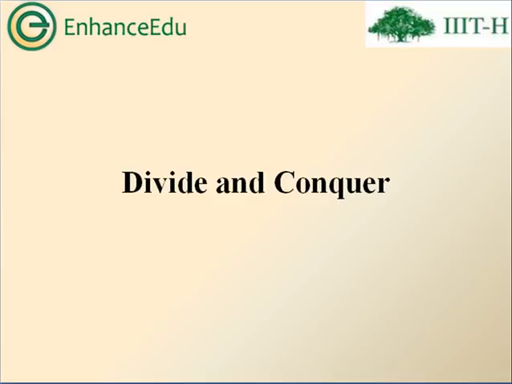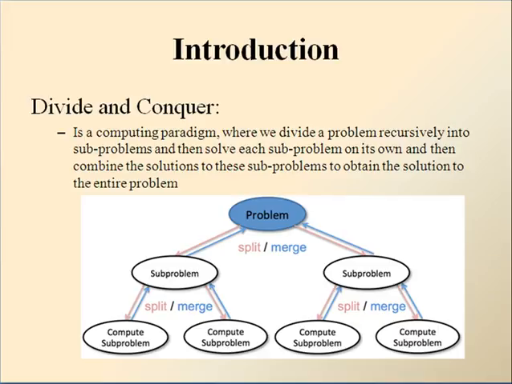Divide and conquer. Divide and conquer is a computing paradigm where we divide a problem recursively into subproblems and then solve each subproblem on its own and combine the solutions of these subproblems to obtain the solution of the entire problem. So this is the problem which is split into different subproblems. These subproblems are again split. So after all the subproblem solutions are found, these solutions are merged to form a single solution.